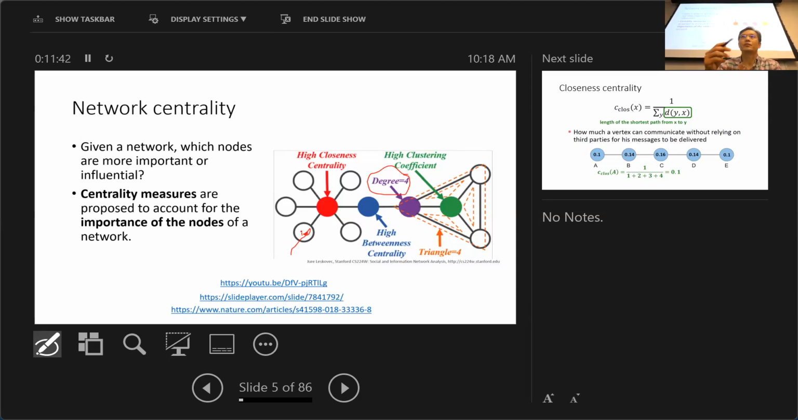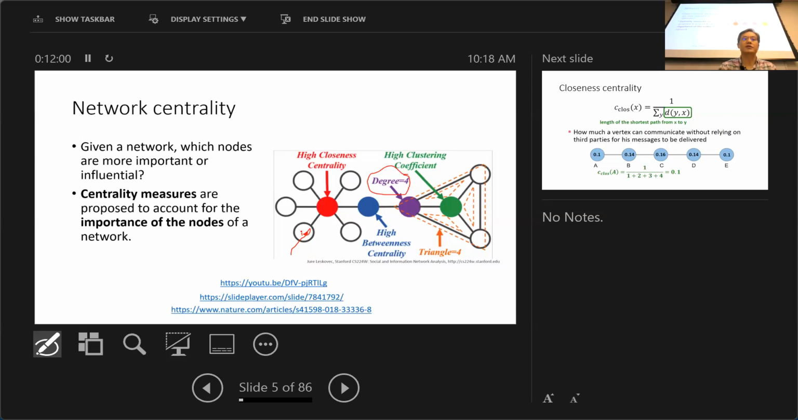If you believe that more connections mean more functional importance, then this purple node will be more important compared to this node, which is only 1 degree. But this is not the best way.